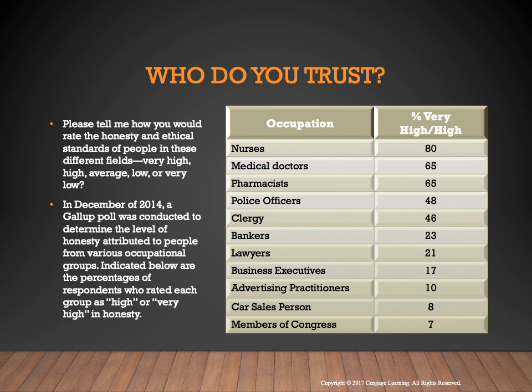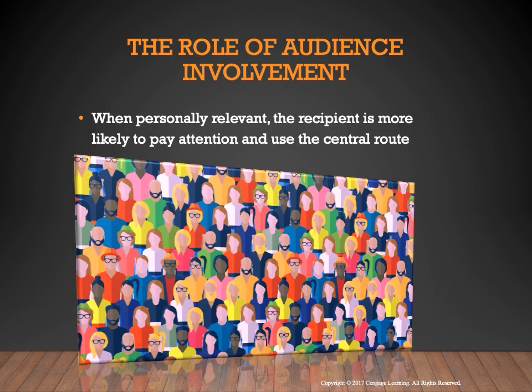And we can see that nurses rate the highest, then medical doctors, pharmacists, police officers, clergy members, bankers, lawyers, business executives, advertising practitioners, car salesmen, and finally at the very bottom, members of Congress. What's interesting to note here is that if we were to get a message from any of these people from different occupations, this overall view of whether they were trustworthy would definitely affect our attitudes towards the messages they were giving us.